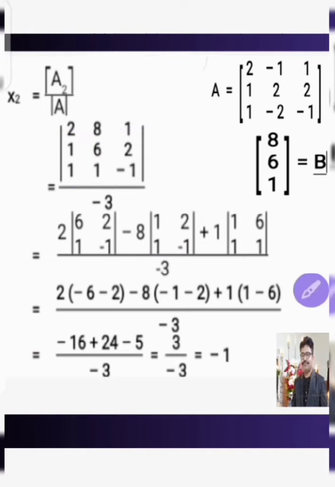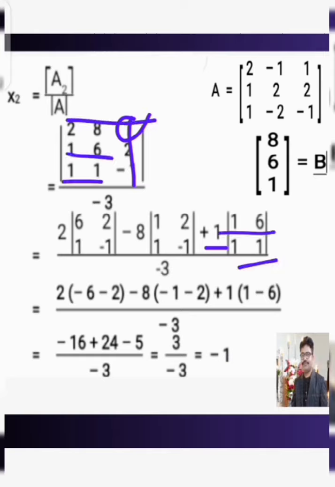Then we will take the third element, 1, and we will assign the positive sign with that. Now the column and the row of 1 will be cancelled. 1, 6, 1, 1 are written here.